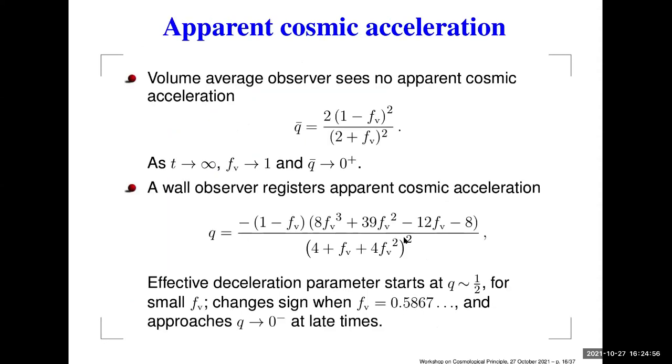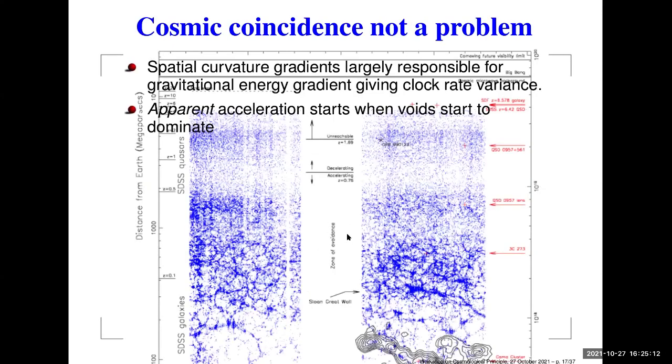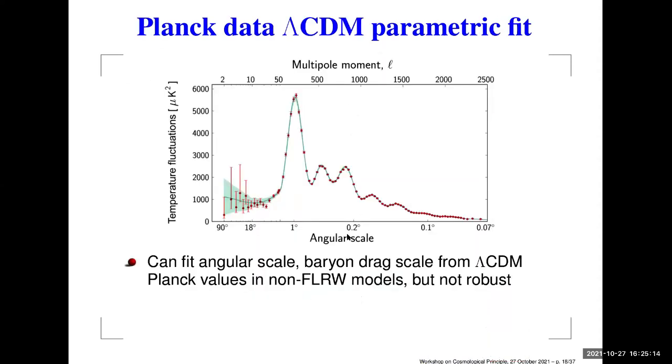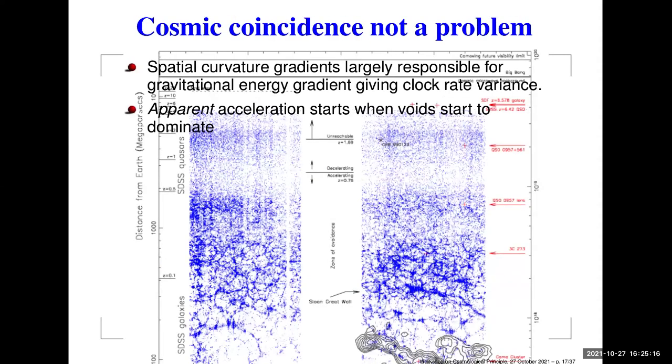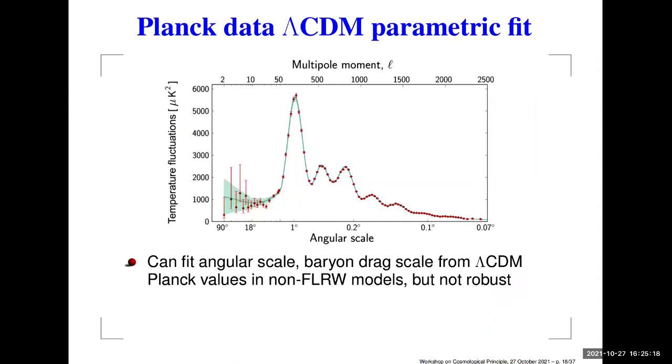So what you do is there are bare parameters and dressed parameters. The volume average observer sees no apparent acceleration. A wall observer does, when a certain parameter, the void fraction, reaches 59%. Okay, so there's no cosmic coincidence problem. It's related to the void fraction.